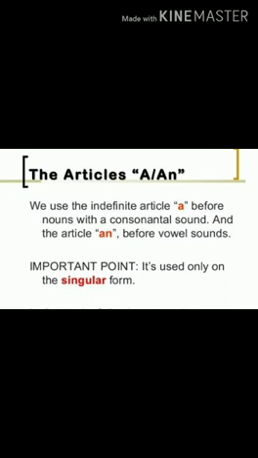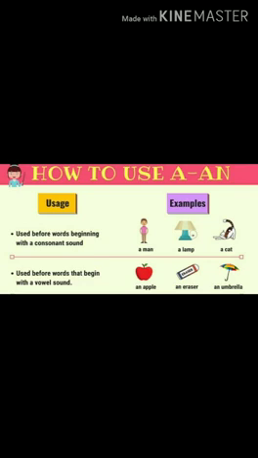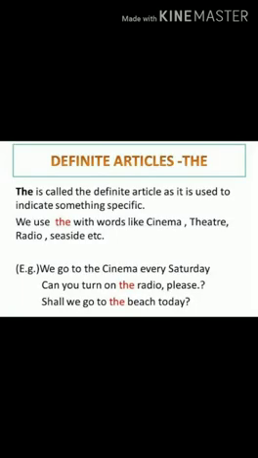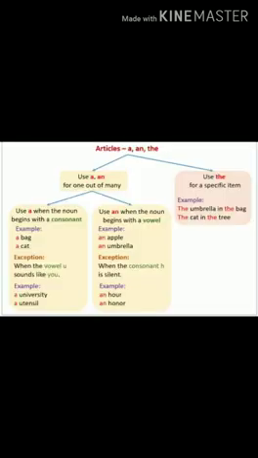Some examples: a man, a lamp, a cat. These are examples of a. And for an: an apple, an eraser, an umbrella. These are some examples of a and an. The is our definite article, and a and an are our indefinite articles. Now we are going to talk about uses of a and an.